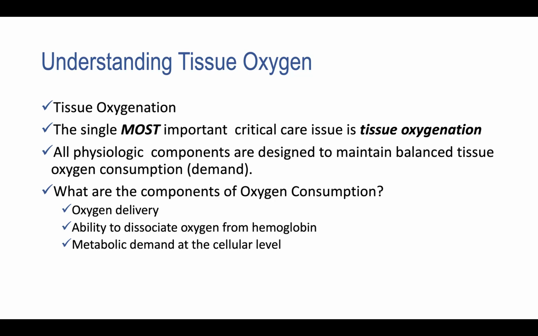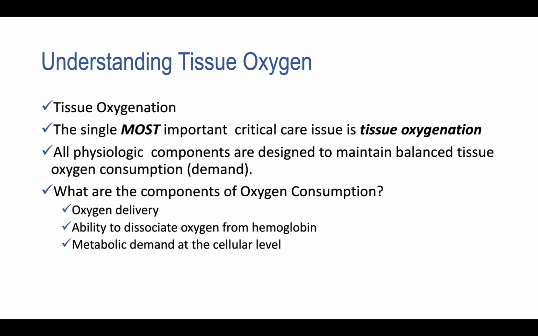Now, the homeostatic physiologic components that are in balance in the human body are designed to maintain a balance between what is being delivered to the tissue and what is being consumed by the tissue. So we're going to call that oxygen delivery and oxygen consumption. Now, this is really critical because delivery of oxygen is a combination of three things, and they're in the order I'm saying them to you.